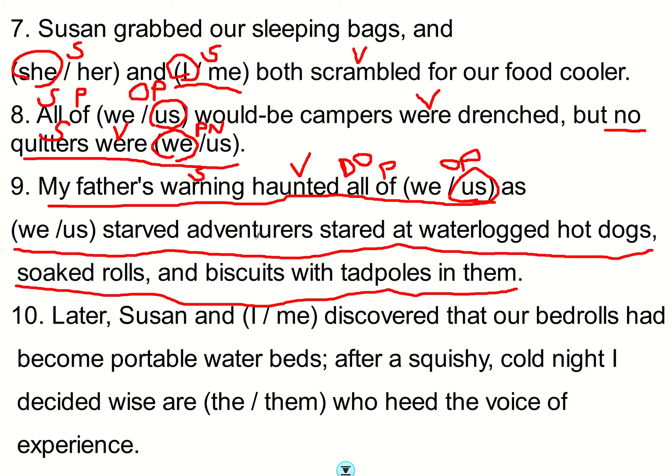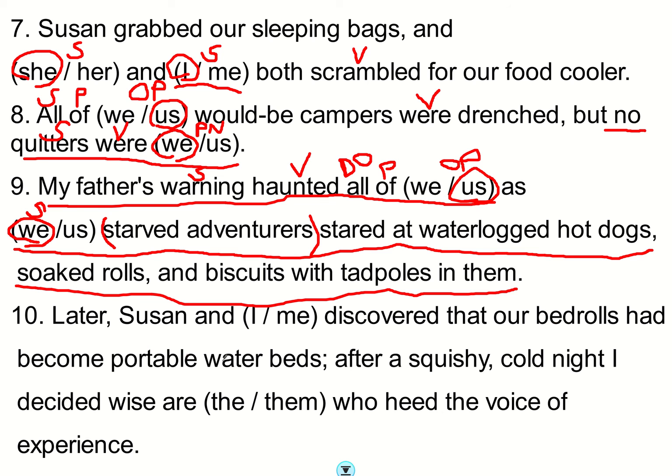So here's one that is kind of like this structure on number 8, where there's an appositive. There's a noun that's renamed by another noun. Starved adventurers is renaming we or us. But one of those, whichever one you want to say, counts as the subject of the sentence. So you could say we or us, and of course, since it's nominative, it's a subject, we're going to say we. You could say we stared at the waterlogged hot dogs, or the starved adventurers stared at the waterlogged hot dogs. Either one of those is going to work, since one is just renaming the other. But since it's the subject, that means it's going to be we.